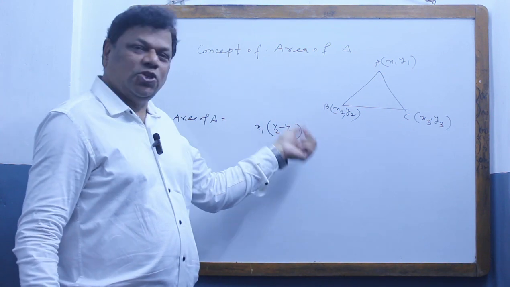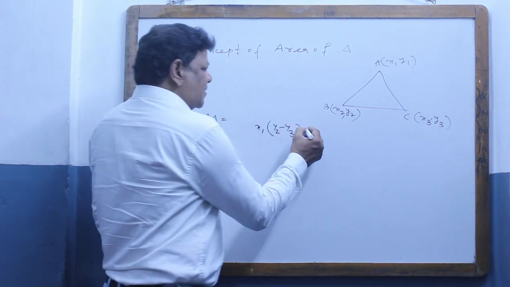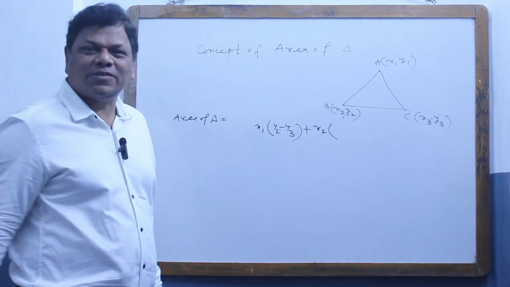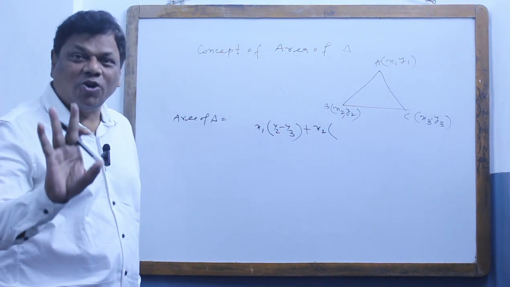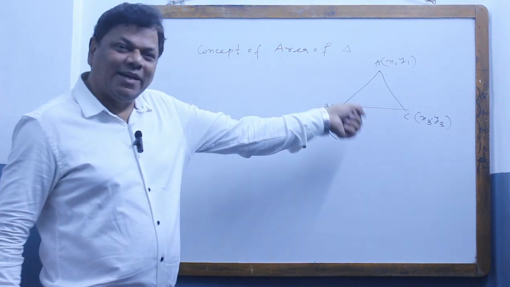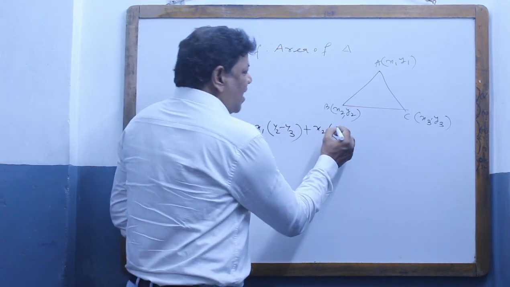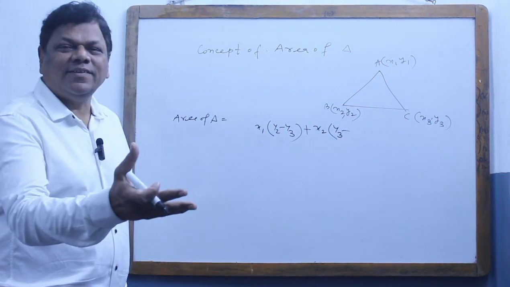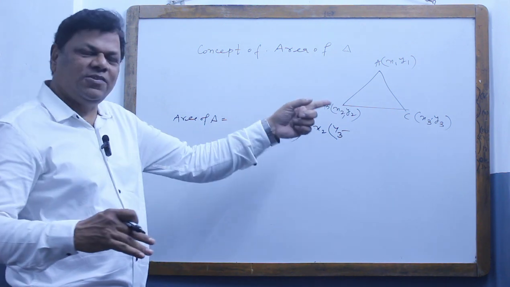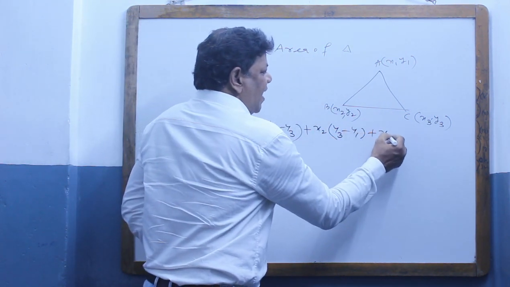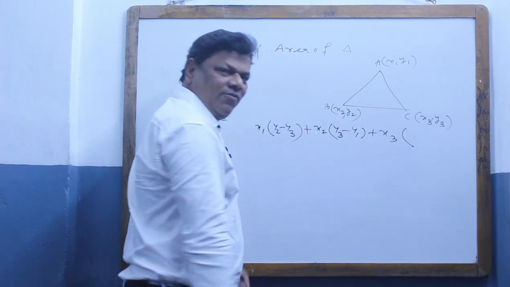So 1, 2, 3. Then give plus sign. Write x2. After 2 what comes, 1 or 3? 3 comes. So after that 2, 3 will come. So write y3. Then after 3 what is? Again 1, because 1, 2, 3 is there. So y1 write down. Then write x3. Again bracket give.